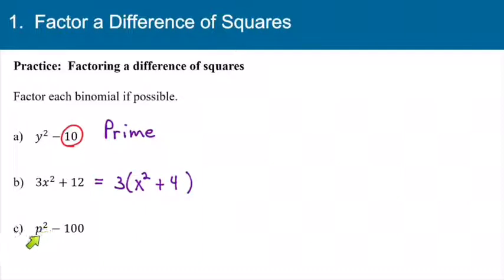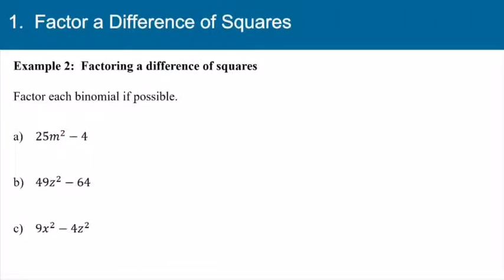Okay, now look at part C. P squared minus 100. And this is a difference of squares because we have square minus square. 100 is 10 squared. So that means we're going to be able to factor this into a sum and difference of the same two terms. P squared will give us P times P, and then minus 100 will give us minus 10 and plus 10. And that is how we factor that difference of squares. These other two, parts A and B, were not a difference of squares after all. A was prime and B was not prime because we were able to get a GCF out of it, but we just weren't able to factor it as a difference of squares.